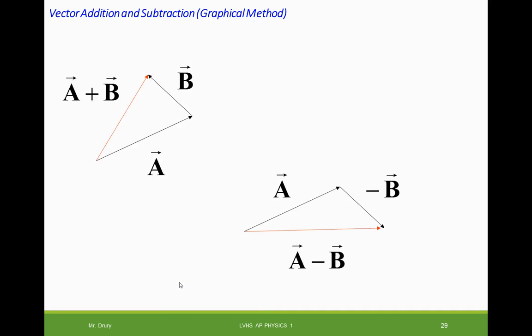Here's a couple more examples we can look at. Here you've got A plus B equals AB. A plus a negative B, notice it's the same magnitude but the opposite direction, is equal to A minus B.